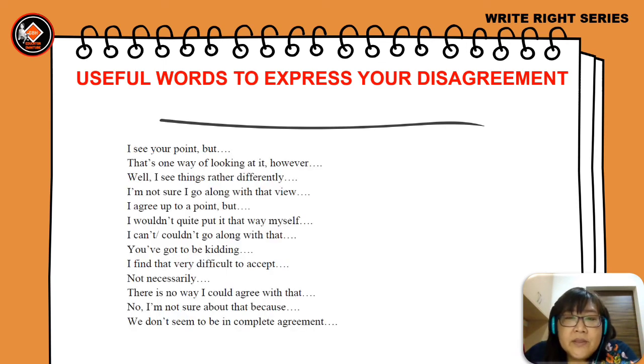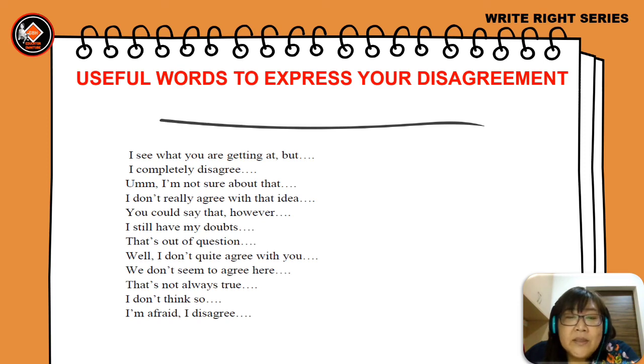More words and phrases to express your disagreement. I see your point, but that's one way of looking at it. However, well, I see things rather differently. I'm not sure I go along with that view. I agree up to a point, but I wouldn't quite put it that way myself. I can't go along with that. I couldn't go along with that. You've got to be kidding. I find that very difficult to accept. Not necessarily. There is no way I could agree with that. No, I'm not sure about that because we don't seem to be in complete agreement.